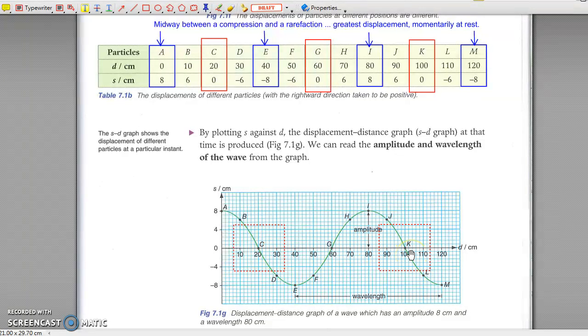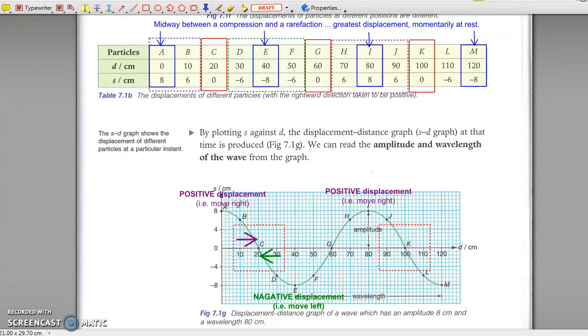Now, if you focus on the center of a compression, you can see it has zero displacement, which means this particular particle does not move from its original position, while the particles on the two sides move towards that center of compression. Similarly, the particles at the center of a rarefaction also have zero displacement. Only the particles on the two sides move away from that center and then create such a rarefaction.